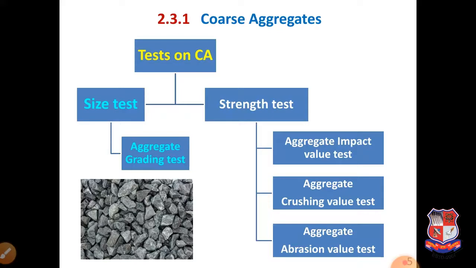The tests on coarse aggregate are classified as size test and strength test. In size test, the aggregate grading test is carried out. Other tests are flakiness and elongation tests, but nowadays these tests are eliminated. In strength test, different tests are carried out for strength of coarse aggregate. First is the aggregate impact value test. Second is the aggregate crushing value test. And third is the aggregate abrasion value test.